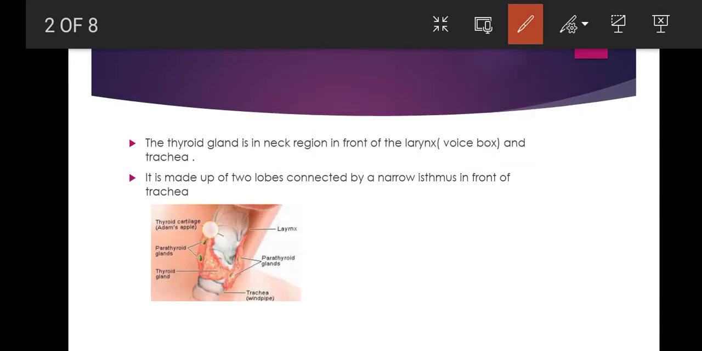The two lobes are right lobe, left lobe and connected by this isthmus region. The whole thyroid gland is in front of larynx as well as trachea.